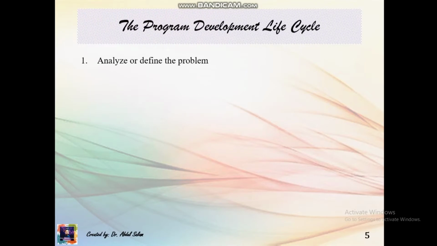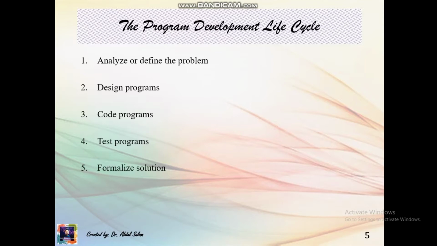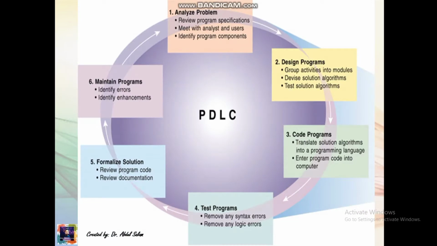The program development life cycle. There are a few steps that we follow for the program development life cycle: analyze or define the problem, design programs, code programs, test programs, and formalize solution. And the last one is maintain the programs.